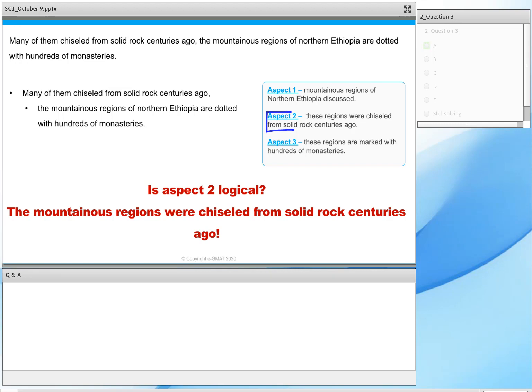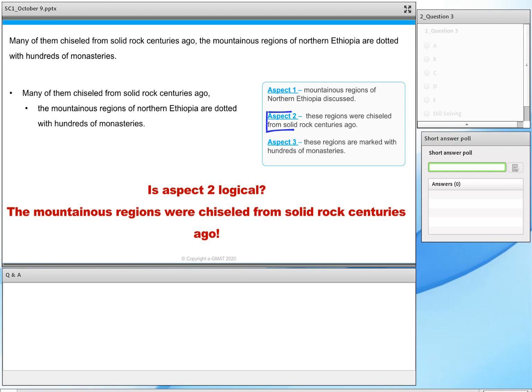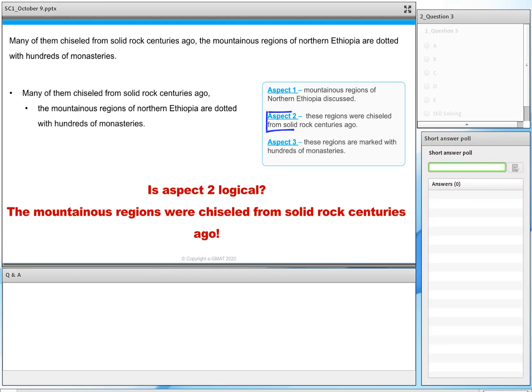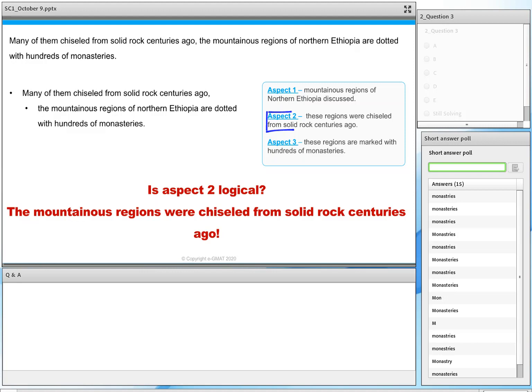So what are we going to do? Let's figure out which entity should be chiseled, given the information in the sentence. We know mountainous regions cannot be chiseled. So what can be chiseled by humans? Of course, when we are talking about chisel and hammer and tools, they can be used by humans. So what entity can be chiseled by humans in this sentence? And all of you are correct. The only logical thing that can be chiseled from solid rock is hundreds of monasteries. Absolutely correct.